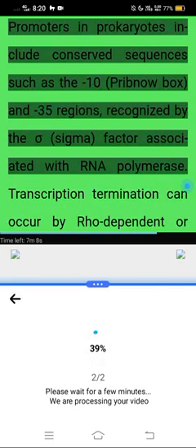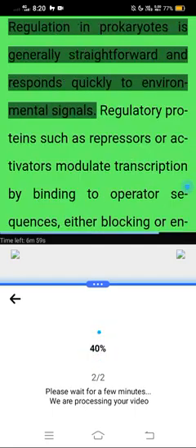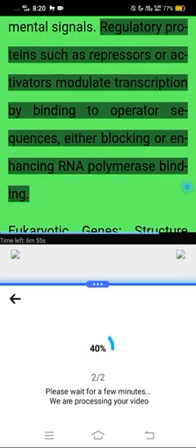Promoters in prokaryotes include conserved sequences such as the -10 Pribnow box and -35 regions, recognized by the sigma factor associated with RNA polymerase. Transcription termination can occur by rho-dependent or rho-independent mechanisms. Regulation in prokaryotes is generally straightforward and responds quickly to environmental signals. Regulatory proteins such as repressors or activators modulate transcription by binding to operator sequences, either blocking or enhancing RNA polymerase binding.